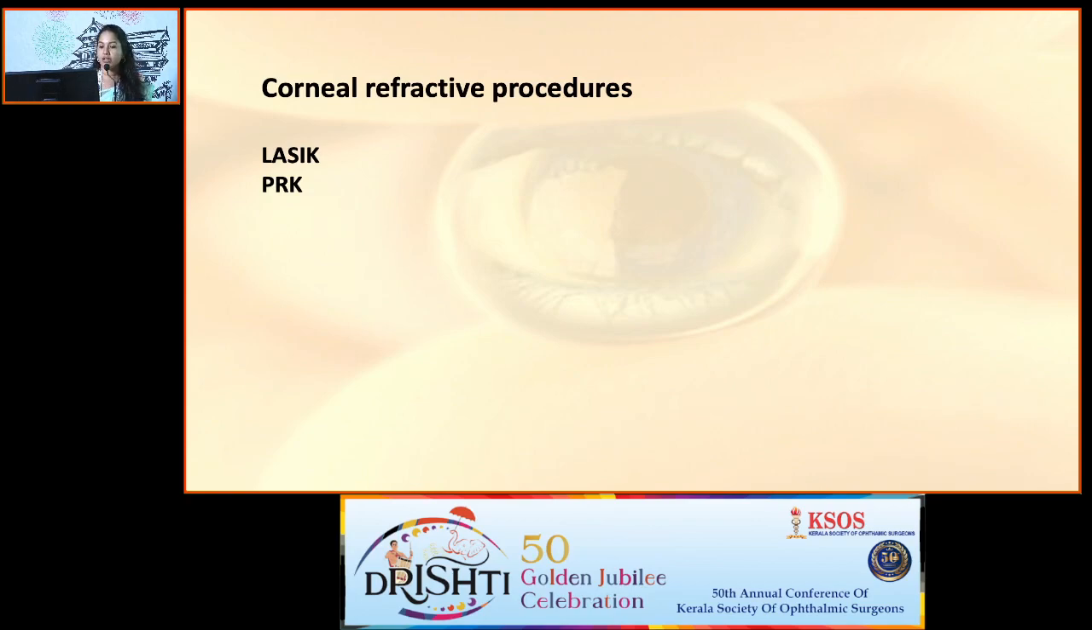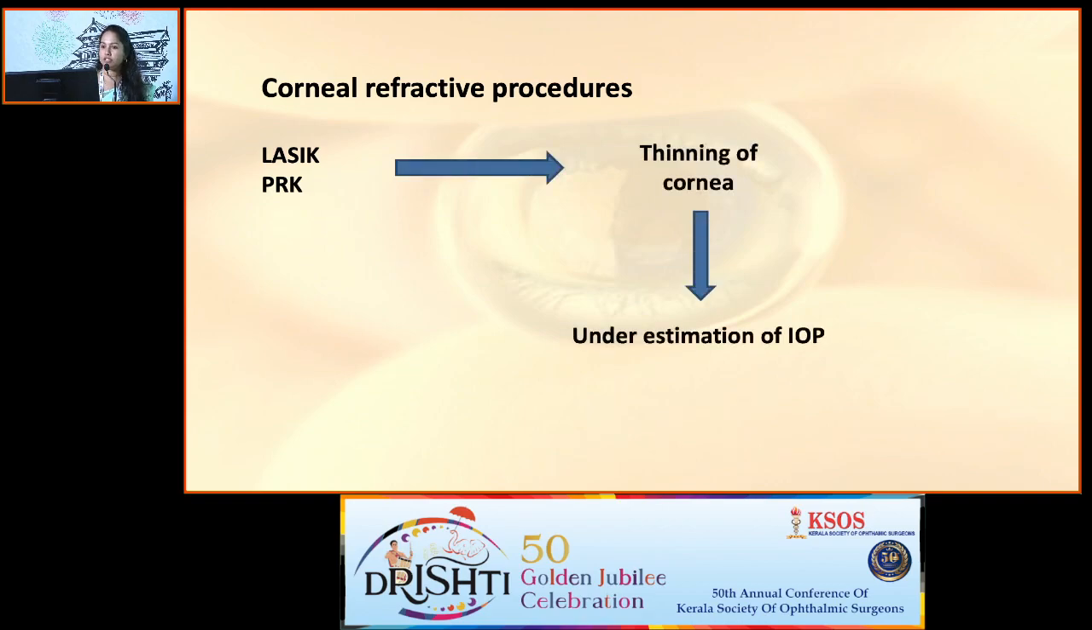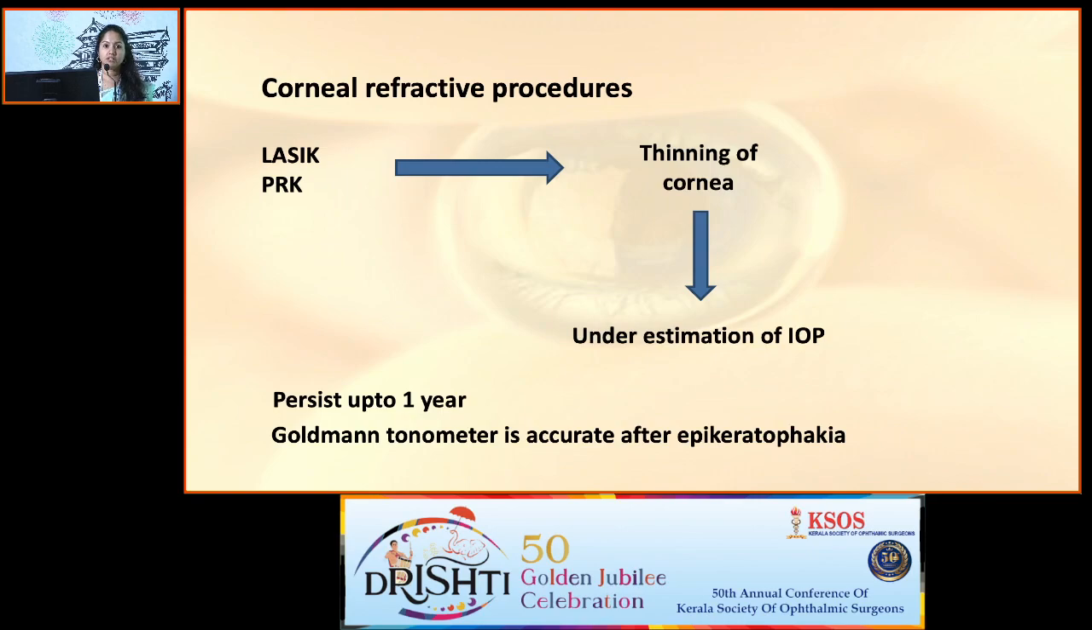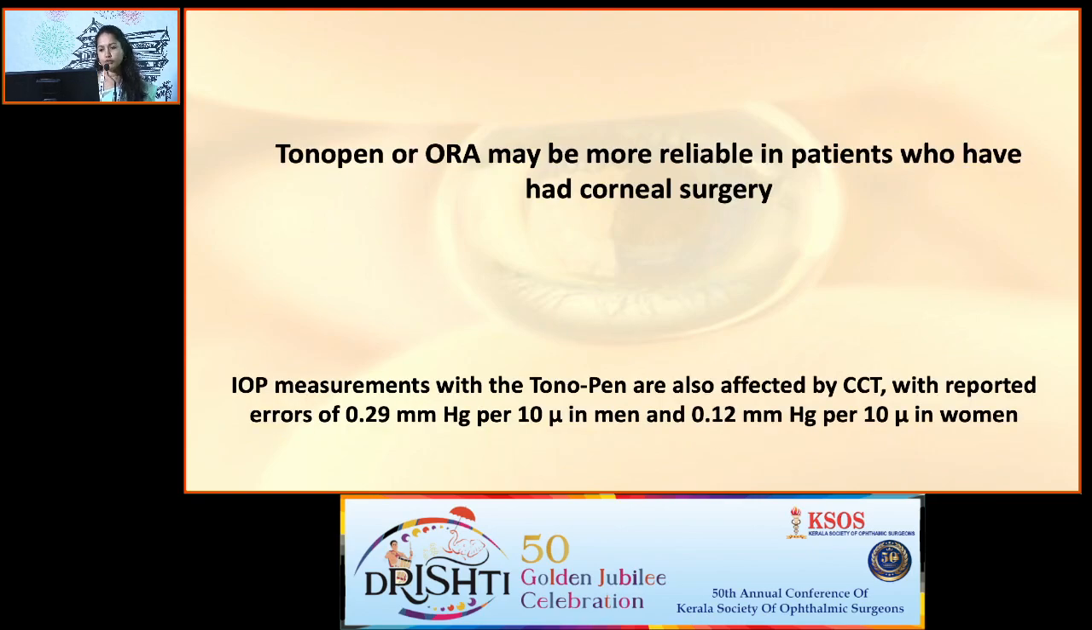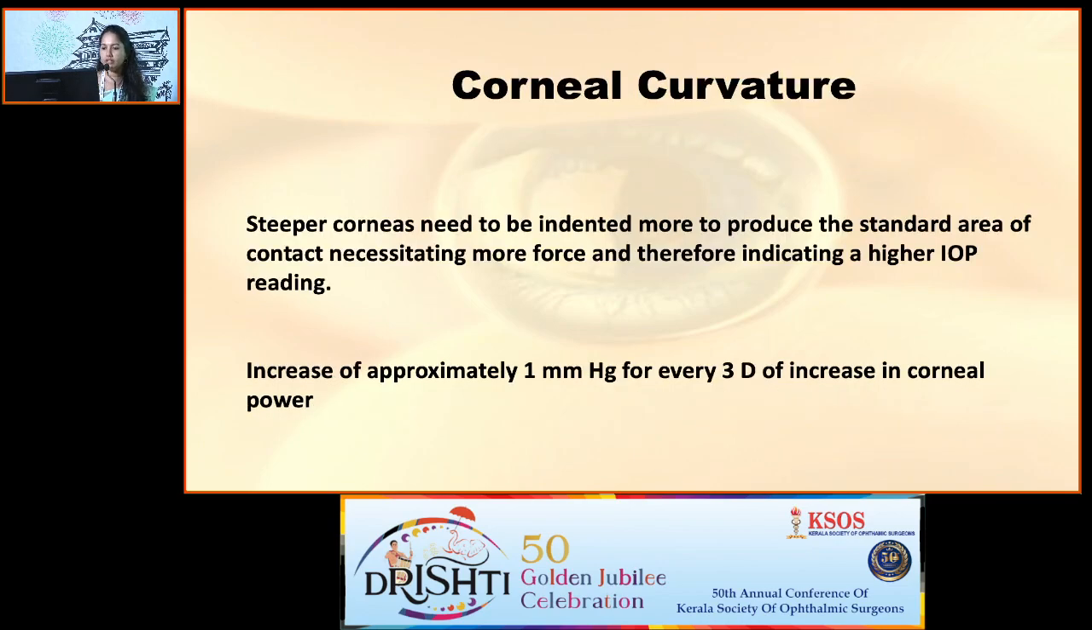So, if the patient has undergone procedures like LASIK and PRK, that would cause a thinning of the cornea, leading to an underestimation of IOP, which can persist up to 1 year. Therefore, the Tonopen or ocular response analyzer may be more reliable in patients who have had corneal surgery.